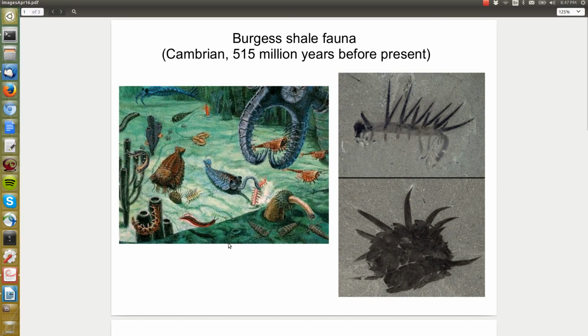We see most of the ways of making a living, most of the niches that exist in the modern world. And again, the diversity of phyla we see in the modern world, as well as some rather wacky looking organisms. This one in particular is pretty cool.